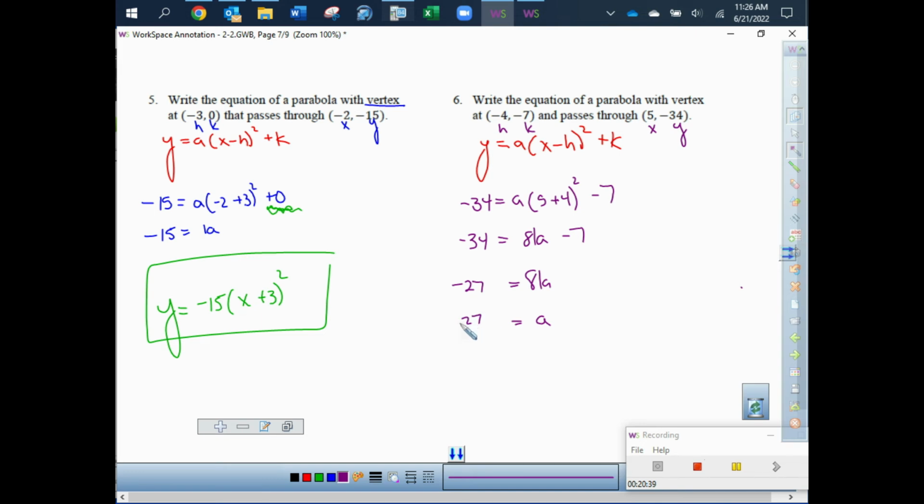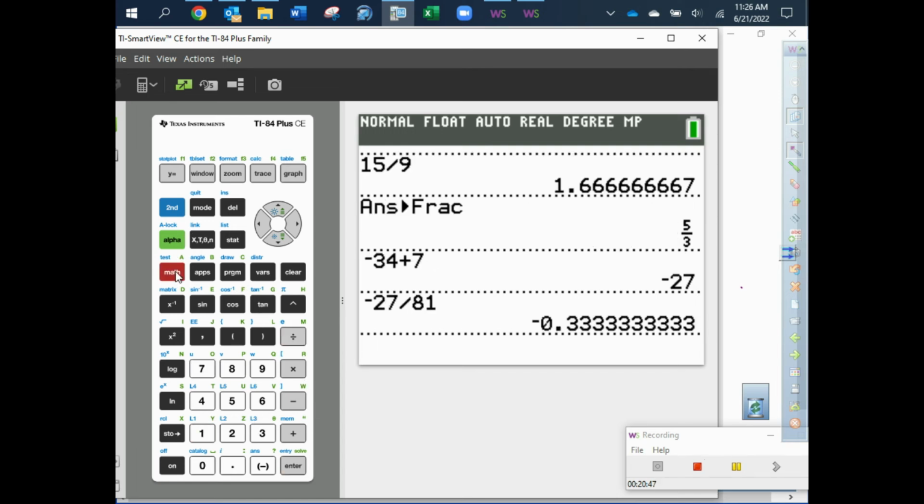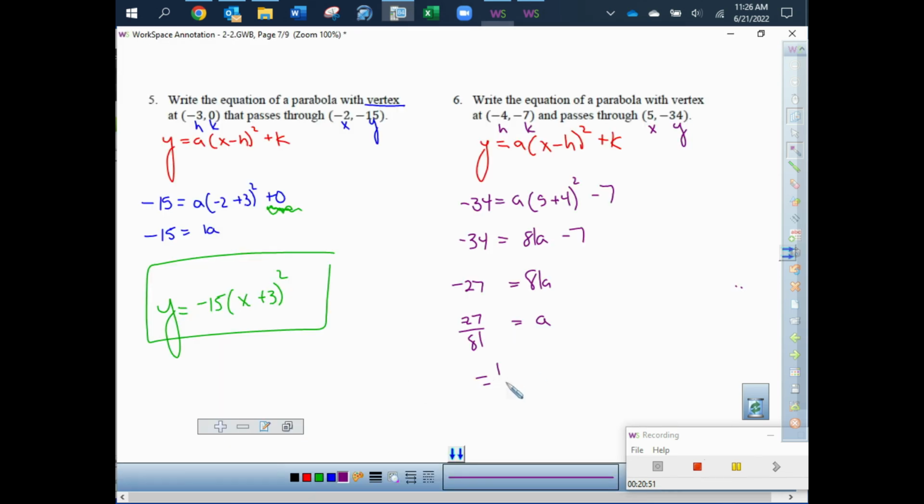Negative 27 over 81. You can change it to a fraction real easy. Negative 27 divided by 81. Math, enter, enter. That's a 1/3 right there. So negative 1/3 equals a. Don't stop there. Finish, finish, finish.